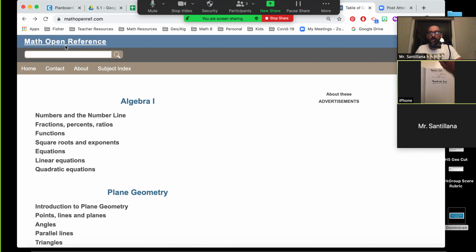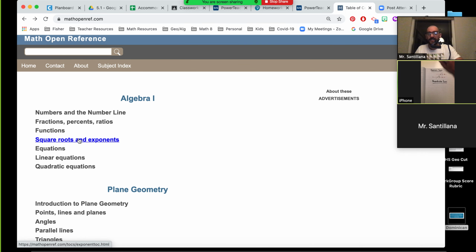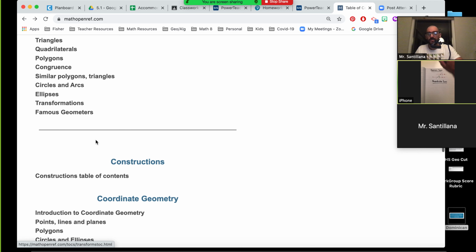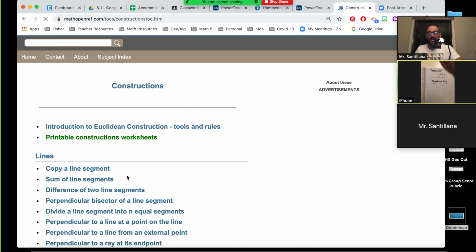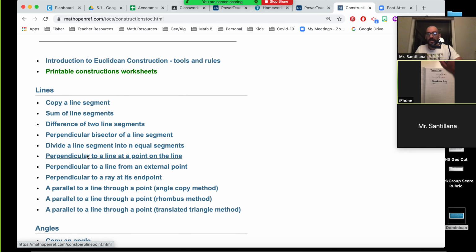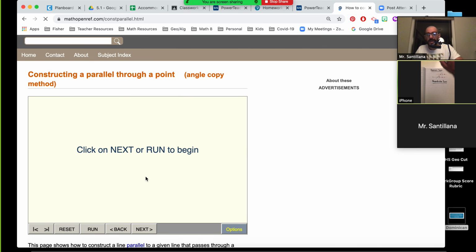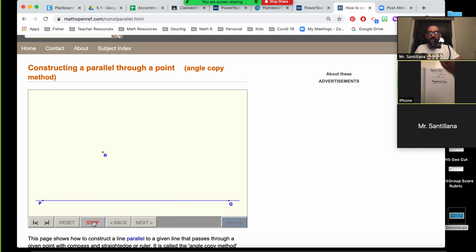All right, here we are at Math Open Ref. Let's go ahead and scroll down to the section under constructions labeled Table of Contents. Click on that. Let's take a look at lines. Where's parallel lines? Here we go. Parallel line to a line through a point. Let's do parallel line through a point. Let's click the run button.